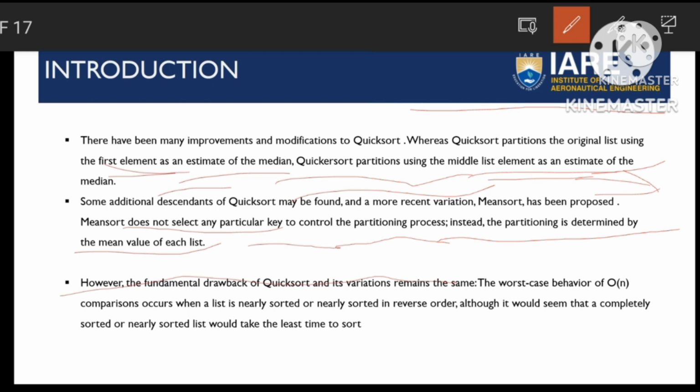The worst case behavior occurs when the array is nearly sorted or nearly sorted in reverse order. Like if the given array is nearly sorted or in reverse, again the worst complexity will be O of n square. No, sorry, it will be O of n. Although it would seem that a nearly sorted list would take the least time, even when we have the possibility of sorting it in n log n.